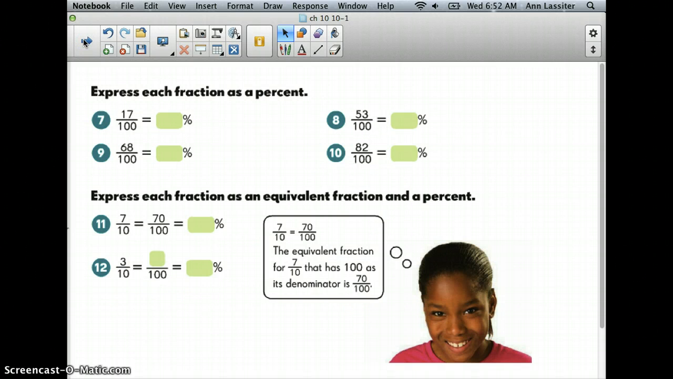And again, we are going to pause this and answer the questions 7 through 12. Make sure you note on 11 and 12, when your original fraction does not have 100 in the denominator, you're going to use your equivalent fraction knowledge and make it so it has 100 in the denominator, because then it's simpler to convert it to a percentage.